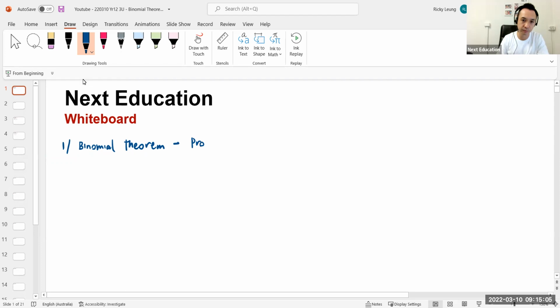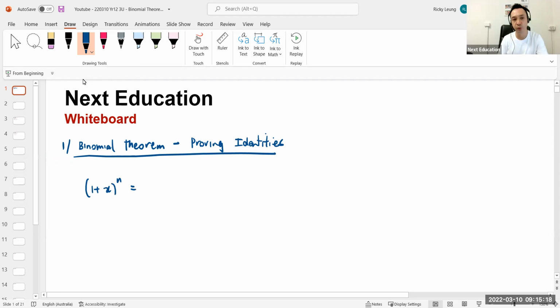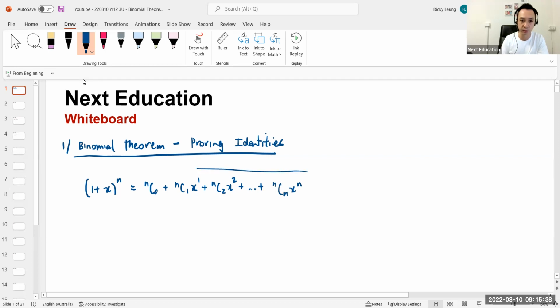So proving identities. All right, so Newton's formula with 1 and X subbed in, right, is really useful in that it basically gives you a generic expansion of a polynomial, right? Where the first coefficient is NC0, all the coefficients are combinatoric terms, NC1, x to the power 1, NC2, x squared, plus all the way to NCn, x^n, right? That was all covered in the last lesson.